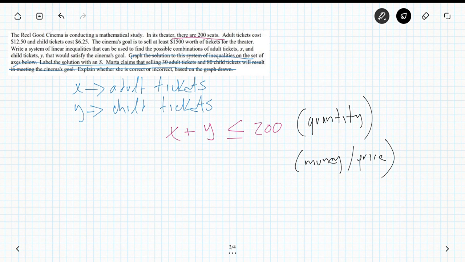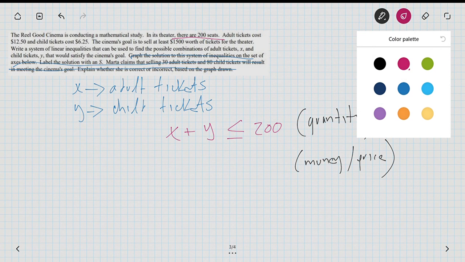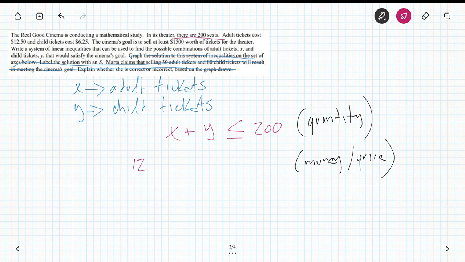Okay. So I'm gonna have to multiply 12.50, because that is the price of the adult tickets, times the number of adult tickets, plus 6.25y, right? Because that is the price for the child tickets. And how much are they trying to sell? At least $1,500. So if it's at least, that means you have to sell that or more. So 1,500. Okay. Now this is all you need to answer the question on the assignment, right?